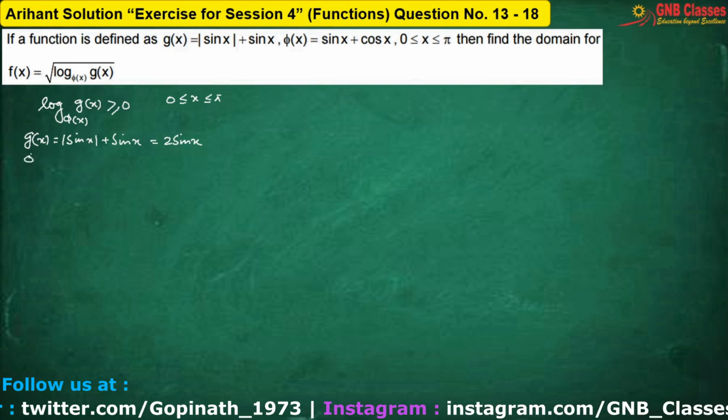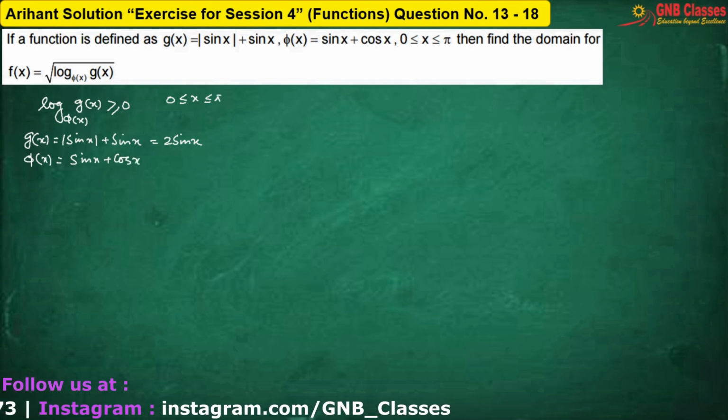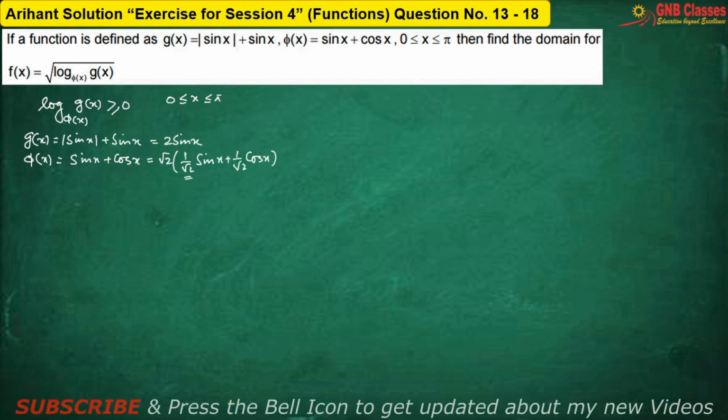And phi(x) equals sin x plus cos x, which can also be written as root 2 times (1 by root 2 sin x plus 1 by root 2 cos x). Now, if I replace this 1 by root 2 by cos pi by 4 and this 1 by root 2 by sin pi by 4, this will become... Is it clear to all of you? Have you understood it? Okay.